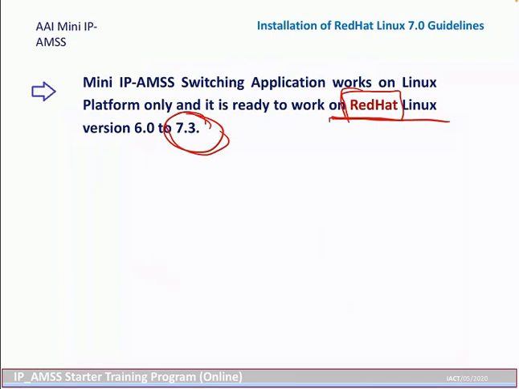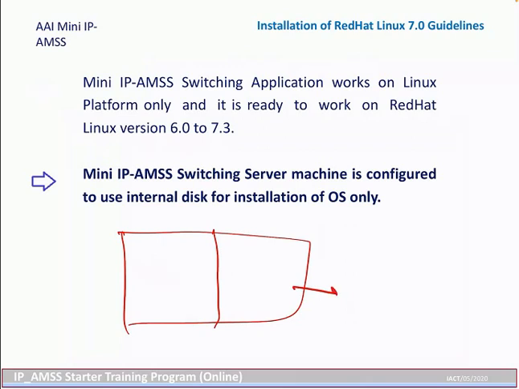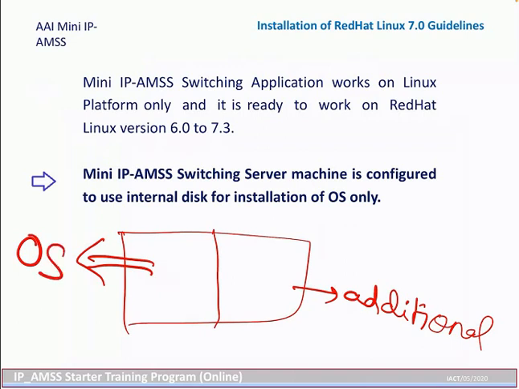Mini IPMS's switching server machine is configured to use the internal disk for installation of the operating system only. Now, you might have seen yesterday that in your computer you will be having two disks. One will be the internal disk, and this will be the additional disk that you will be adding. The first disk we will be using for loading the OS, and the second extra hard disk will be used for storing AFTN messages. So today we will be concentrating on this first hard disk.